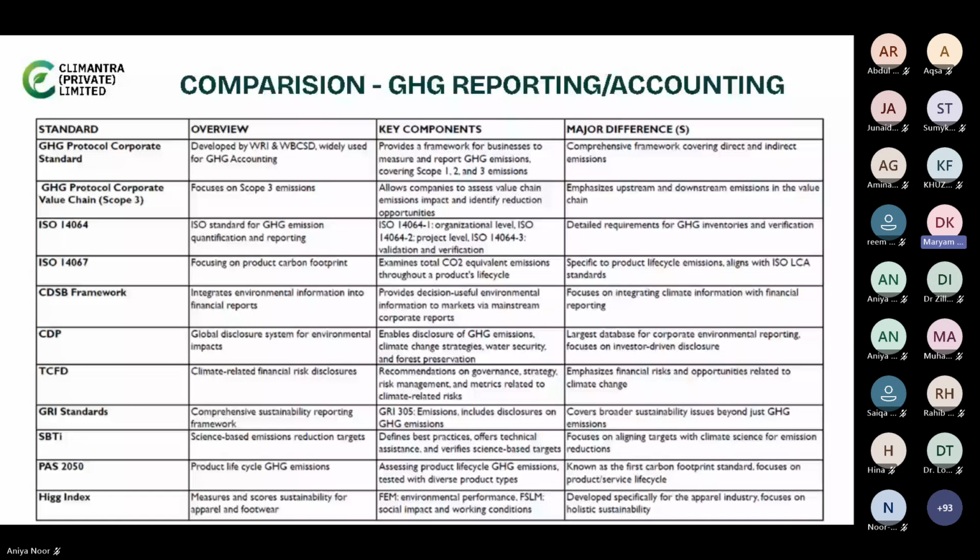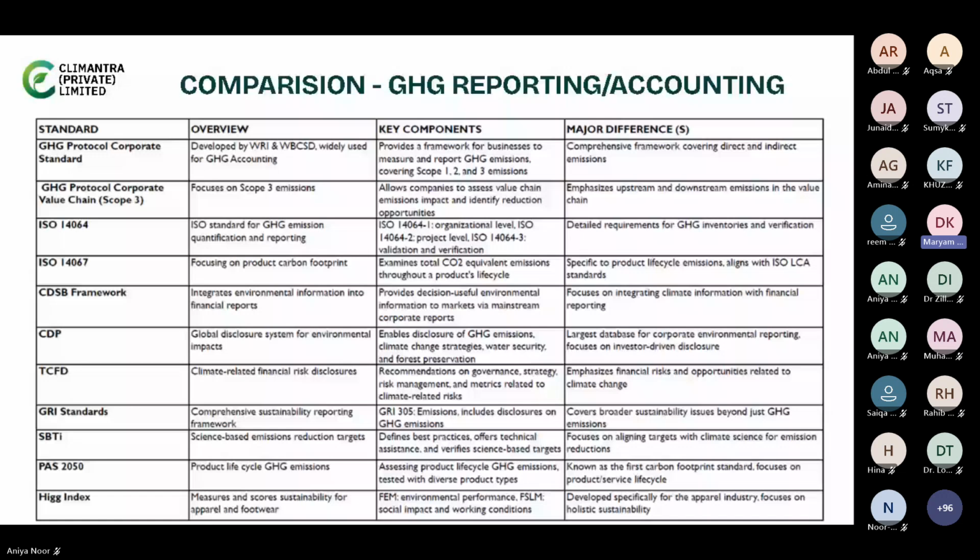Then ISO 14064, the ISO standard for GHG emissions. It's for quantification and reporting, with detailed requirements for GHG inventories and verification. ISO 14067 focuses on product carbon footprint. It examines total CO2 equivalent emissions. It's specific to product life cycles and aligned with the ISO LCA standards. Then the CDSB framework integrates environmental information into financial reports and provides decision-useful environmental information. It also focuses on integrating climate information.